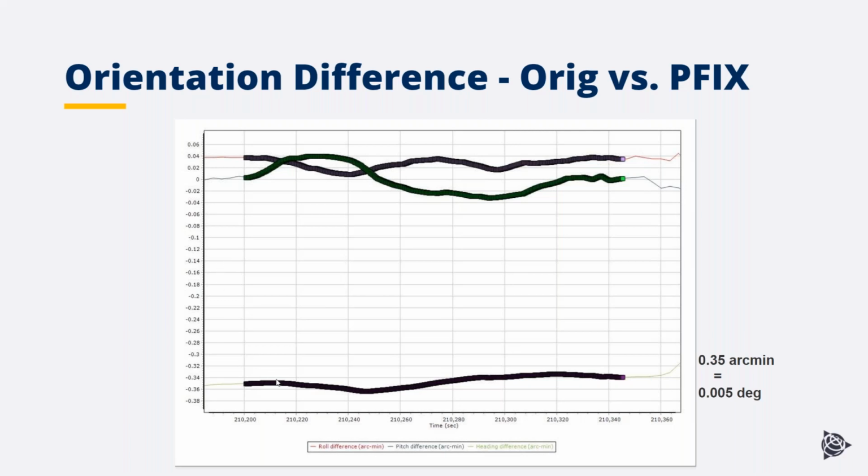So for example, for heading, we see quite a stable difference, not a huge one, not really a significant one in this case, of 0.005 degrees roughly. But in some other cases, this might be much, much bigger, even at degree level, in very bad cases. So Pfix really is the way you could consider if you see big offsets to GCPs, big misalignments in the orientation.